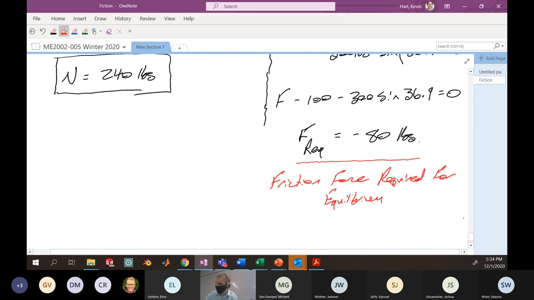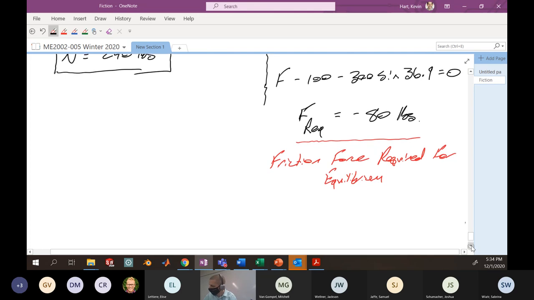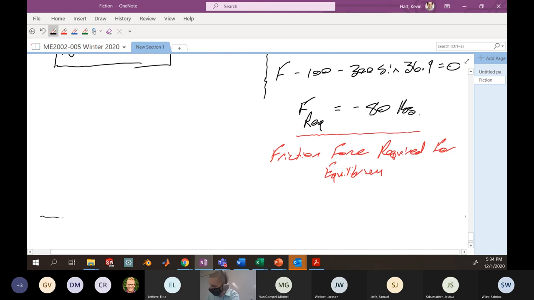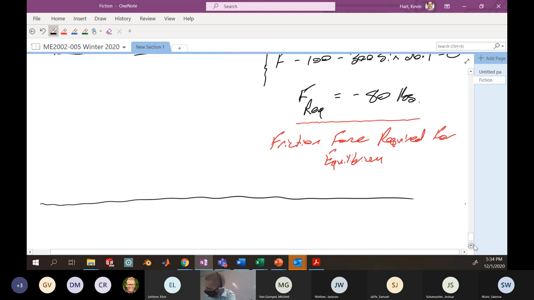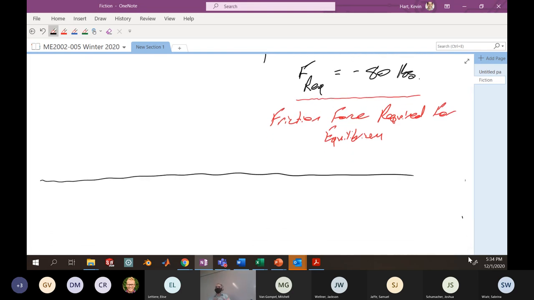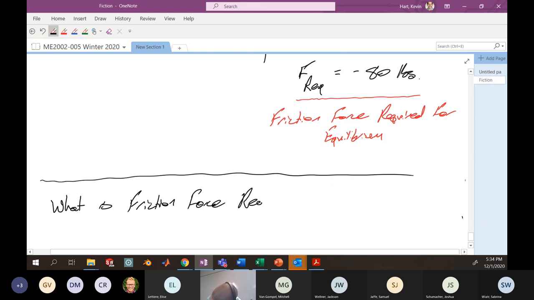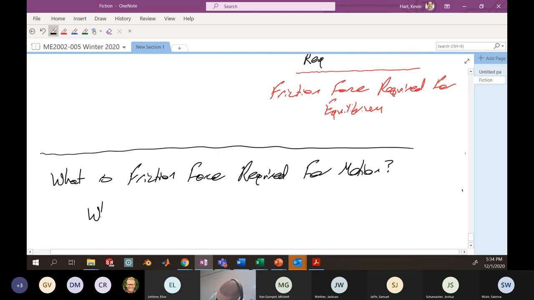This thing is so touchy. All right, so we're not quite done yet. Let's now figure out what is the maximum static friction force that we could have, given the normal force that's applied and the static coefficient of friction that we have. What is the friction force required for motion? Meaning, what is F_m?